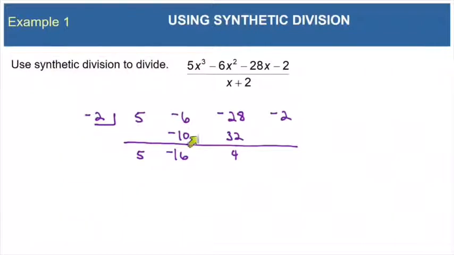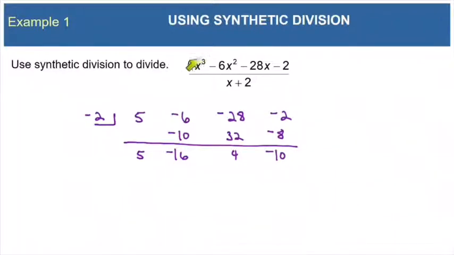Now multiply negative 2 times 4, that's negative 8. Now add negative 2 plus negative 8 is negative 10. And here is our quotient, but it's in code. See, we have to know what power of the variable this first term represents.